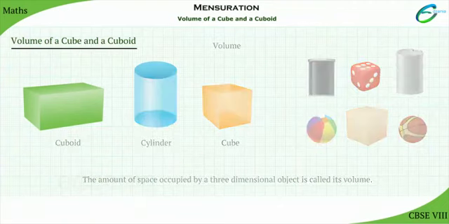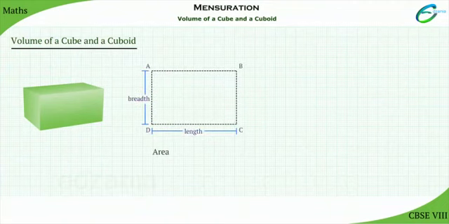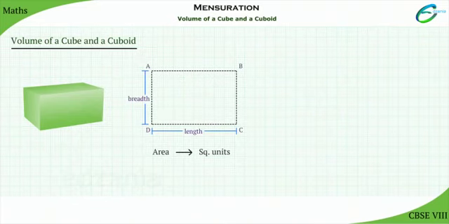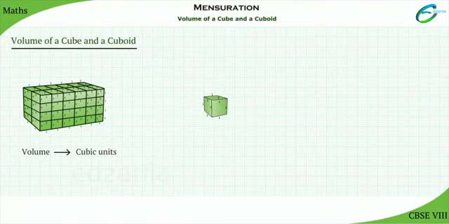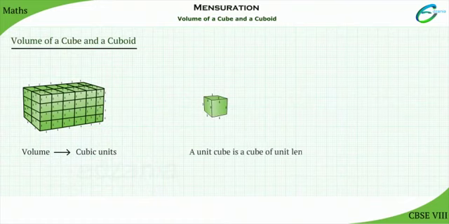For finding the area of an object, we divide the region into square units. Similarly, to find the volume of a solid, we need to divide it into cubical units. We can say that the volume of a solid is measured by counting the number of unit cubes it contains. A unit cube is a cube of unit length.